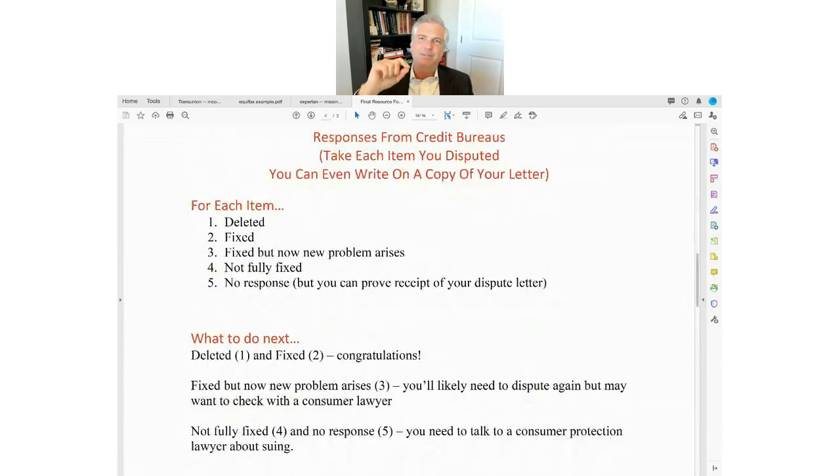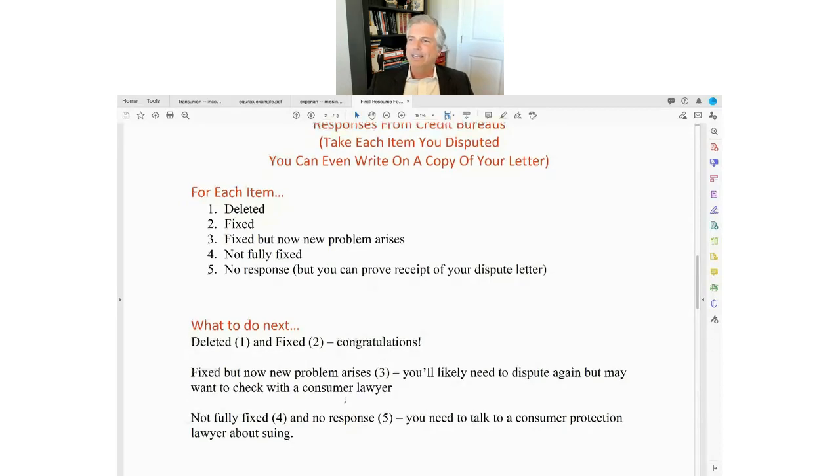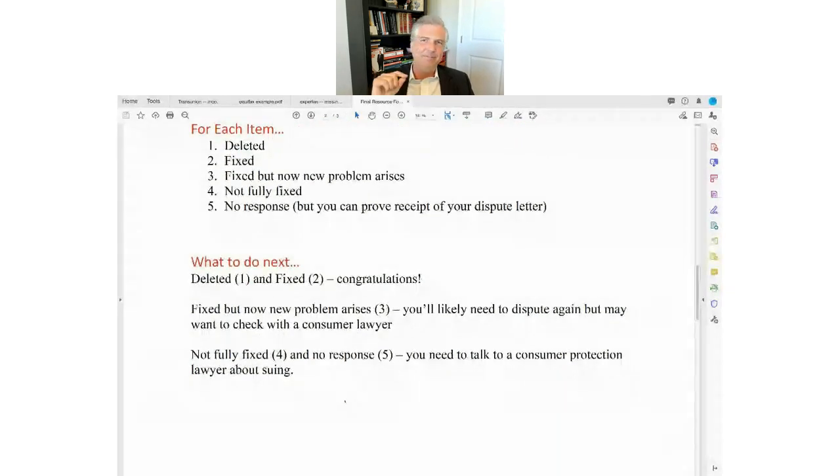Here's what I would do. You take your dispute letter, like an extra copy of it. And I mentioned this before. So you get the results back from Equifax. And just for each item, right on there, did they delete it? Did they fix it? Did they not respond? What did they do? Okay. And then for each item, if they fixed it or deleted it, well, great. You're golden. There's nothing more to do.